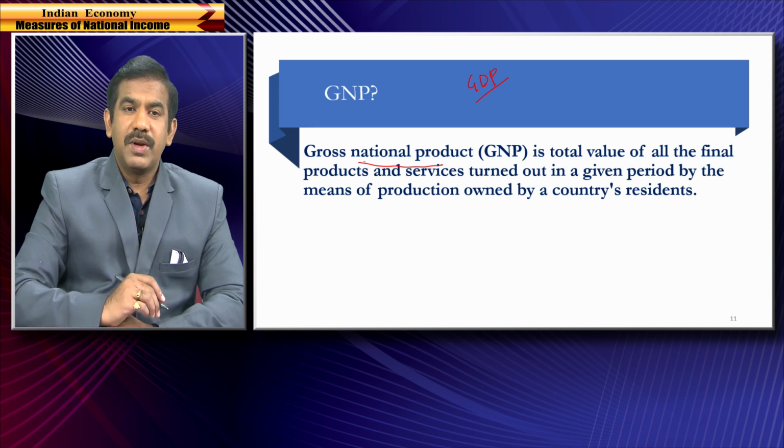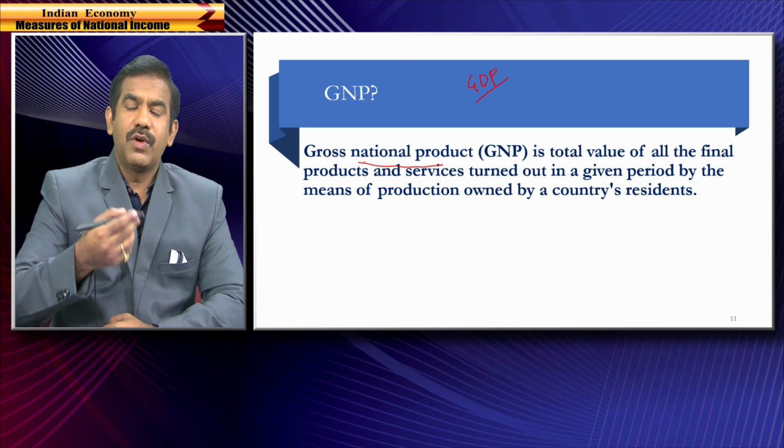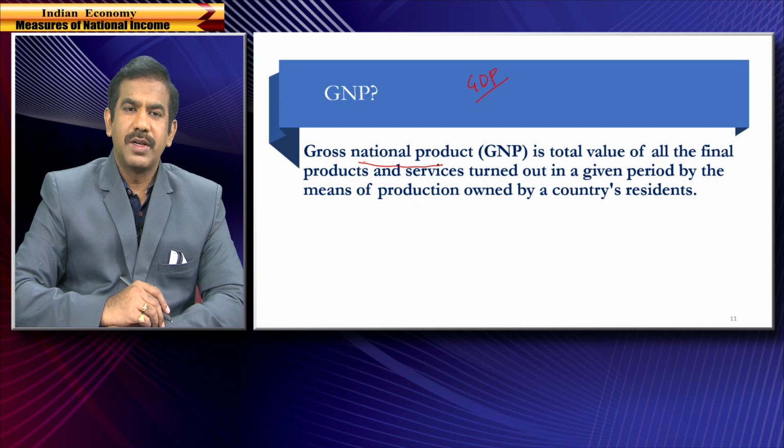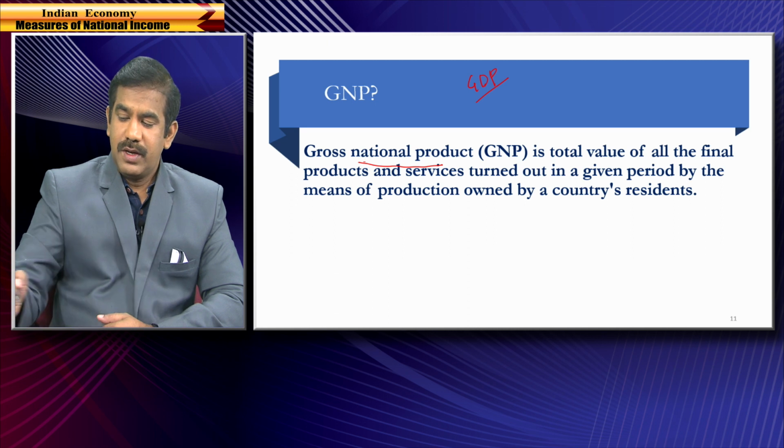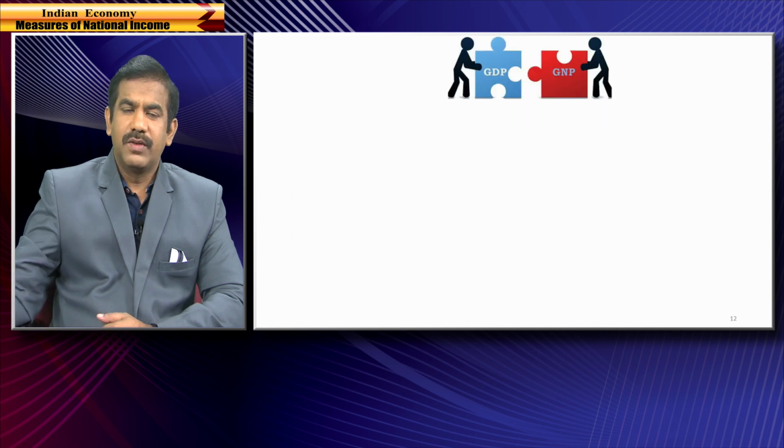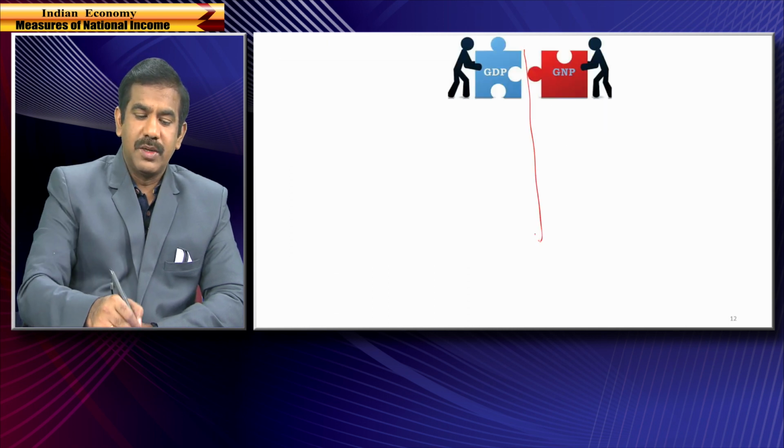Let's say an Indian company has a factory that produces automobiles in Europe. The worth of the output that this company produces outside my country, since the company is an Indian company, would be accounted as part of my GNP. Whereas when it comes to GDP, it is only the product being produced within my country, and that's the difference. Now let's make clear the very simple difference between GDP and GNP.